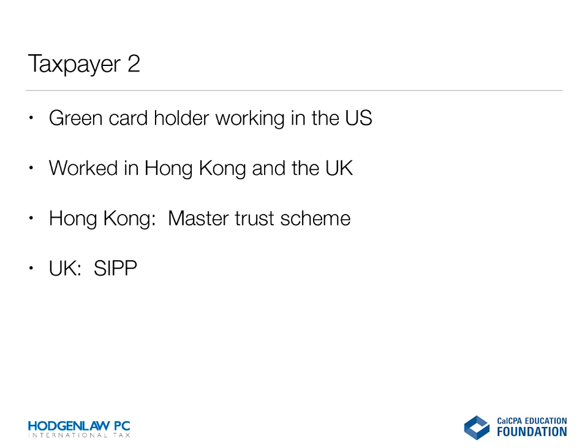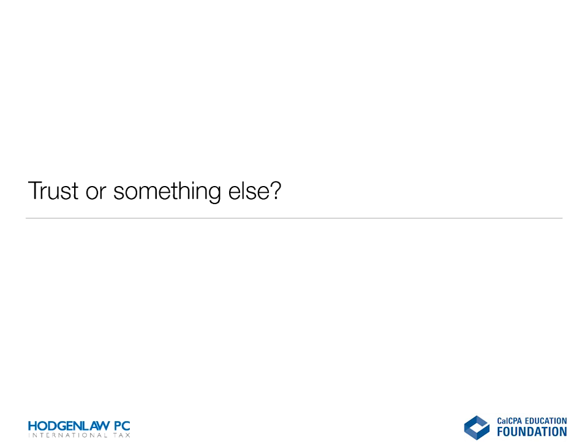Here is taxpayer number 2. He's a green card holder, and he works and lives in the US. Previously, he had worked in Hong Kong and the UK. In Hong Kong, he is the beneficiary of a master trust scheme, while in the UK, he had a self-invested personal pension, abbreviated SIPP or SIP. Now, let's talk about whether these things are trusts or are they something else.